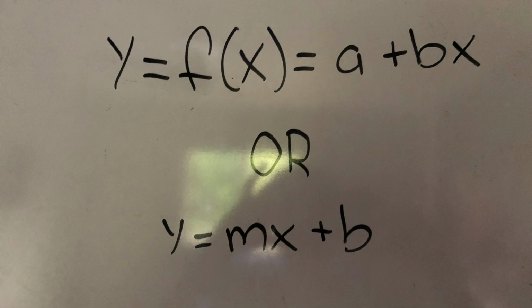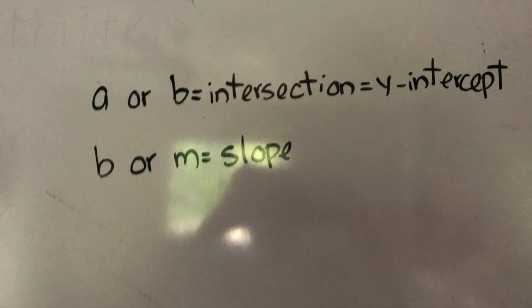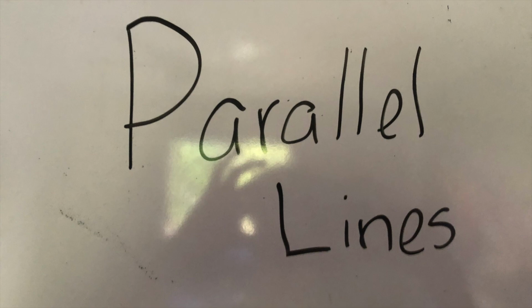A linear function is found in the following way. Y is equal to f(x), which is equal to a plus b. A is a constant term or the intercept. It is the value of the dependent variable when x equals 0. B is the coefficient of the independent variable. It is also known as slope and gives the rate of change of the dependent variable.